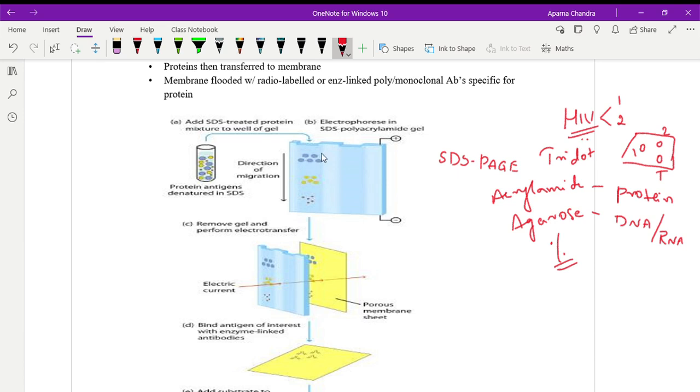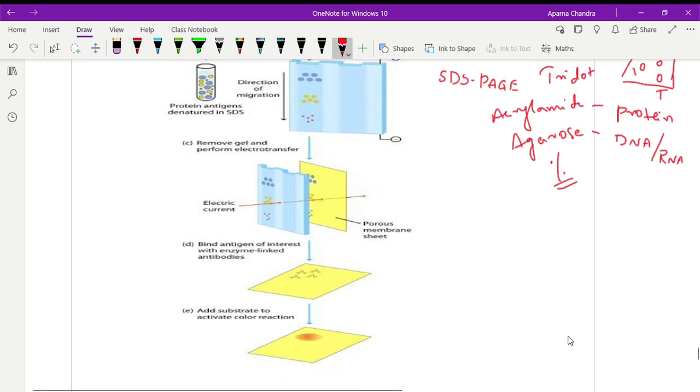The larger molecules will be there at the initial part of the run, and the smaller molecules will move to the end part of it. So this is the basic principle of SDS-PAGE. Now, how does it practically apply for HIV? Let us see.